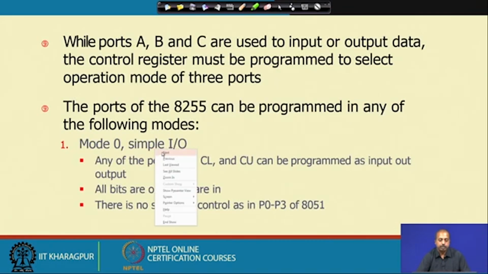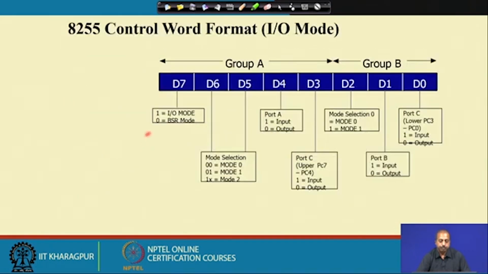So, for setting BSR mode we have to set this D7 bit to 0. If this D7 bit is 1, then you can select these other bits and accordingly the mode will be set. So, if you want to set port A as input mode, then this bit D4 has to be set to 1. If you want port A as output, then this D4 bit should be 0. Similarly, port C upper, if you want to set it as input port, then the D3 bit should be 1, otherwise D3 bit should be 0.